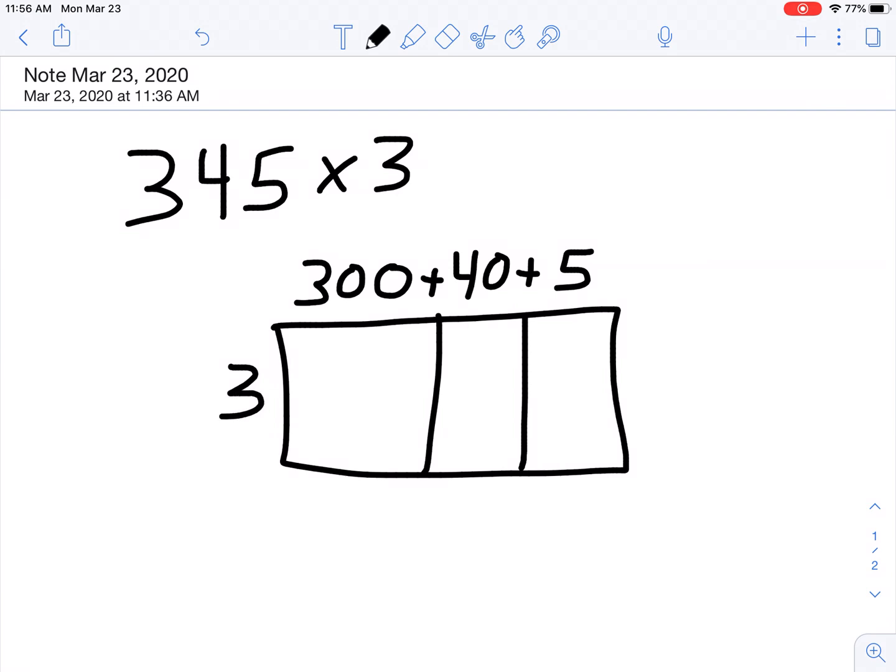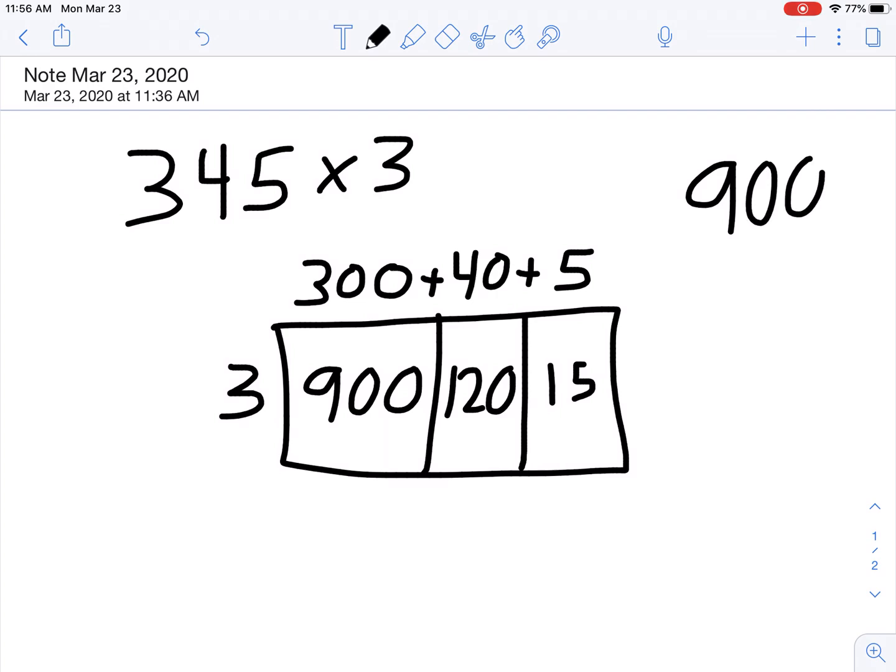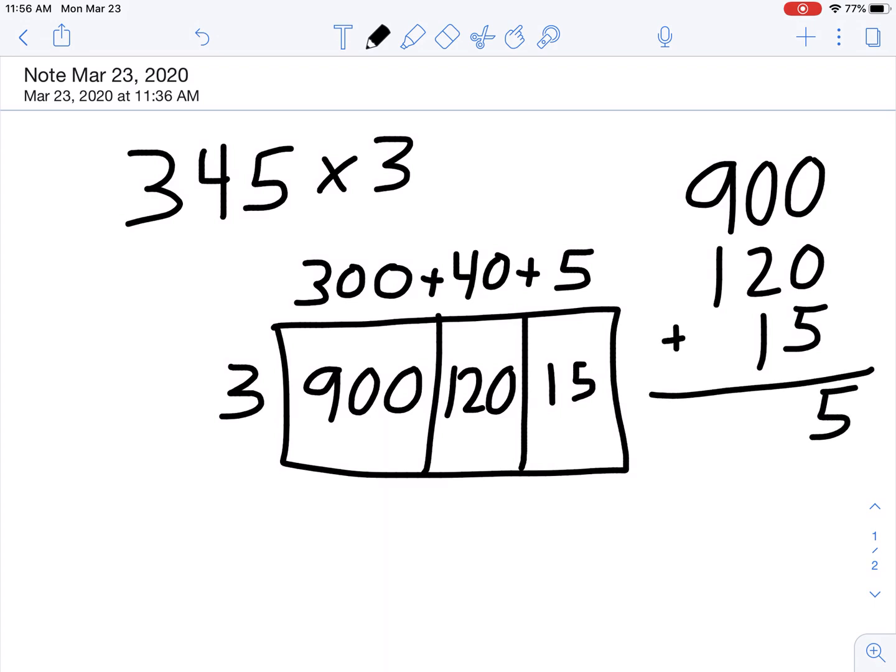So in the first box, I'm going to put 300 times 3. I know that 3 times 3 is 9. So 300 times 3 must be 900. In the next box, 40 times 3. 4 times 3 is 12. So 40 times 3 must be 120. And then in my last box, 5 times 3, that would be 15. Once again, my final step for this would be to take my products that are inside the boxes and add them. So my answer to this one is 1035.